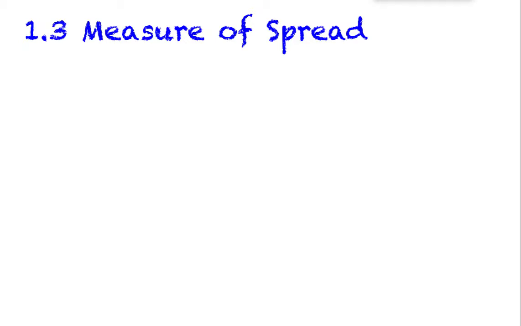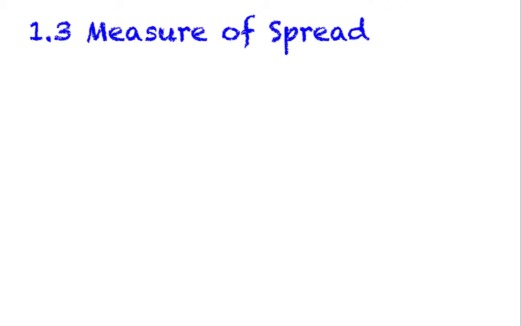Video 1.3, measures of spread. Now there are four basic measures of spread, or how spread out your data is. The first one is range. To calculate range, you just take the max minus the min.